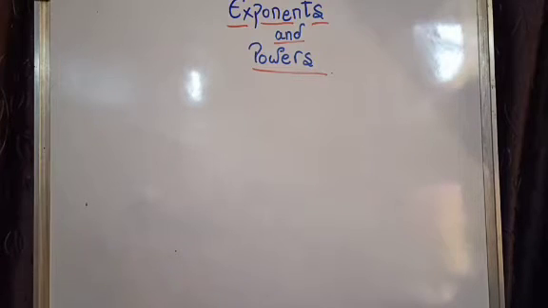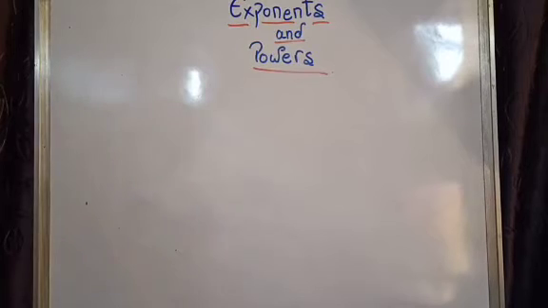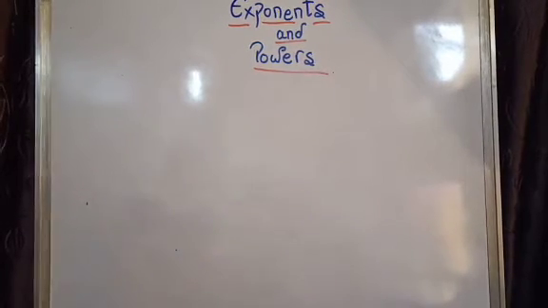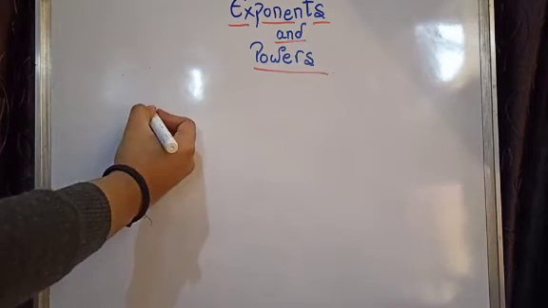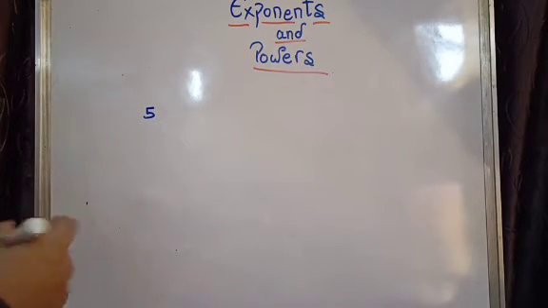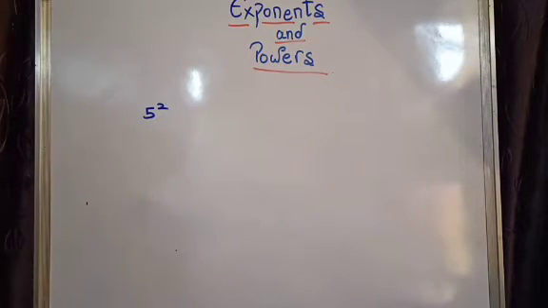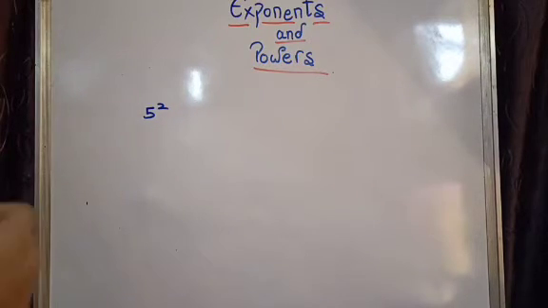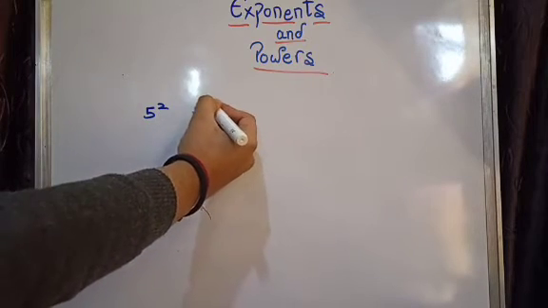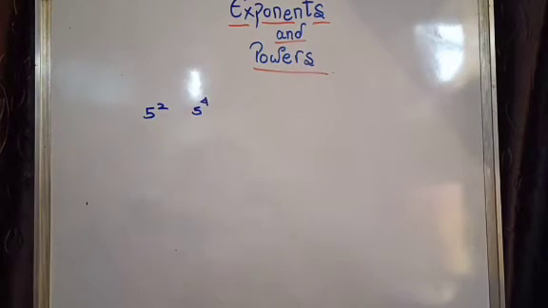See, if a number is 5 and I put any value, it will be called 5 to the power of 2, meaning 5 multiplied by 5. Otherwise I write 5 to the power of 4, meaning 5 multiplied by 5 multiplied by 5 multiplied by 5. It will result as 5 to the power of 4. So first of all, this is what I am telling you: this is an exponential form.